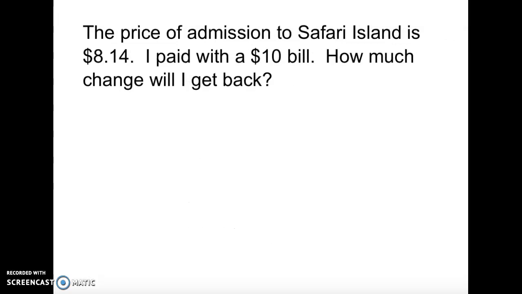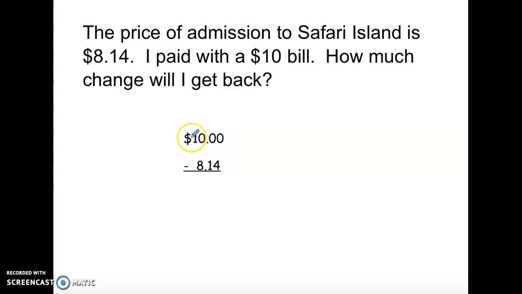And our final problem. The price of admission to Safari Island is $8.14. I paid with a $10 bill. How much change will I get back? For this one, I am going to subtract. So I'm going to use my $10 bill, and I am going to subtract the $8.14 that I had for the admission.